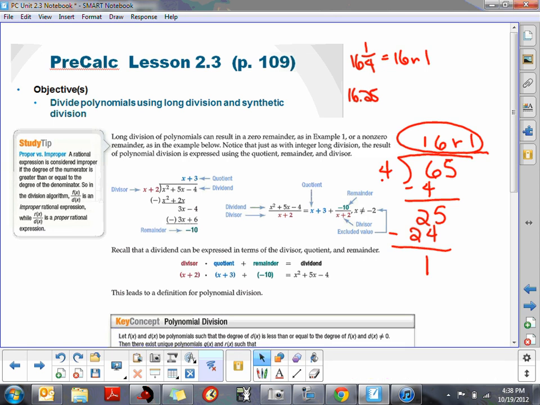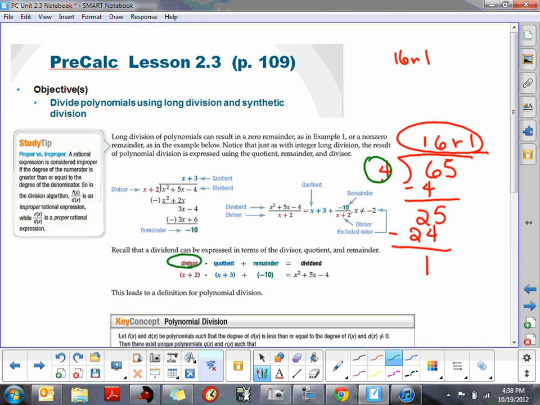But the main focus they're going to work on here is, if you write it out with this remainder, then to double check your answer, what you can always do is take your divisor, that's the one that you're dividing by, multiply it by your quotient, that's the answer that you got, 16, and then add your remainder, and it'll give you the dividend, which is the number you started dividing into. So if we do this, we can check it by taking 4 times 16, and then we would add the remainder, and we should get what we started with, 65. And 4 times 16 is 64, plus 1 equals 65. You bet, that's our check.